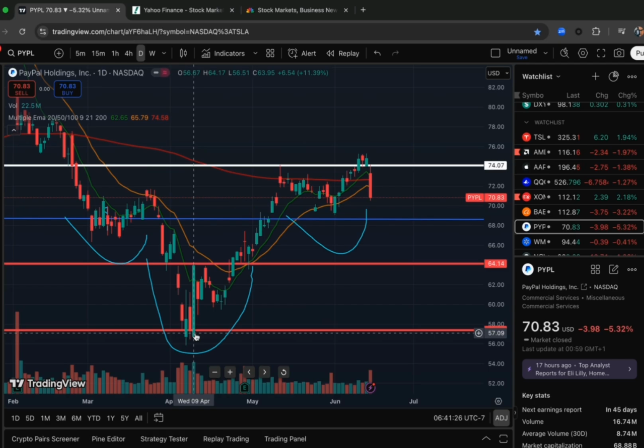Whatever happened on the 9th of April, I believe it was Liberation Day when Trump was announcing taxes, PayPal shot up to my level of resistance and came back down. Okay, cool. Again, if it's not clear, we're not taking the trade. But what happened on this day? May 1st, April 30th. Green moving average crossed above the orange moving average. Golden cross. It means it's time to get active, people. It's time to start looking at calls.